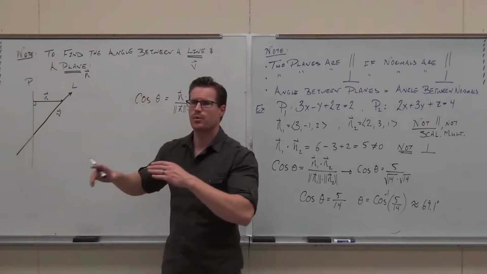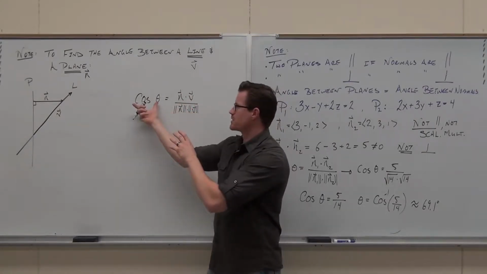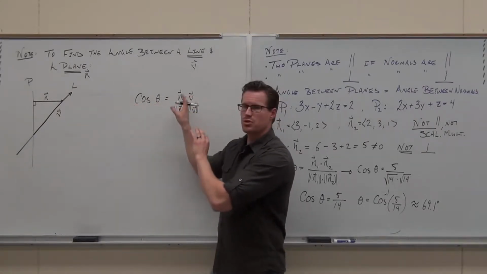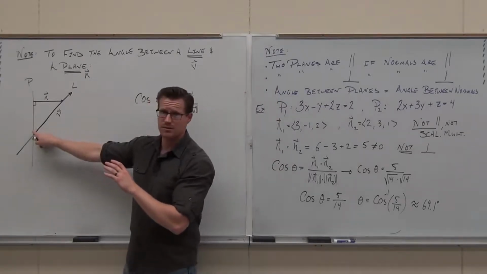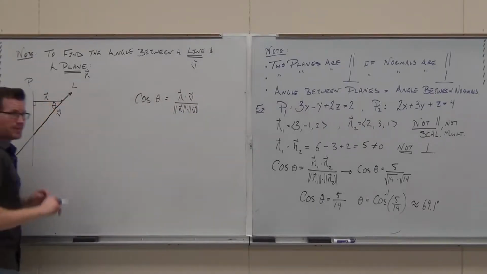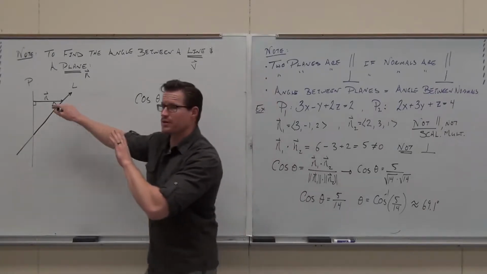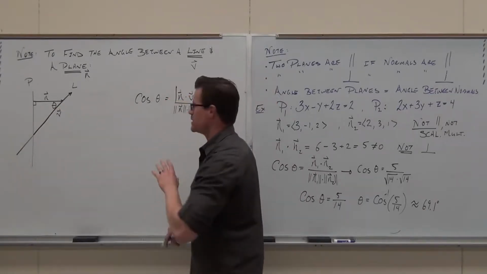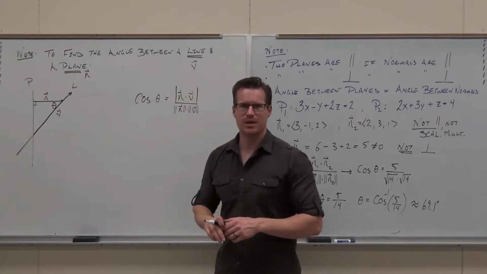Please watch carefully. When you do this, when you take the dot product and divide by the magnitudes, that gives you the cosine of the angle that is between these two vectors. This is not between these two vectors. That is between those two vectors. And in order to figure out the acute one, I take the absolute value to keep it positive, to keep that angle acute. Head nod if you're okay with that one.